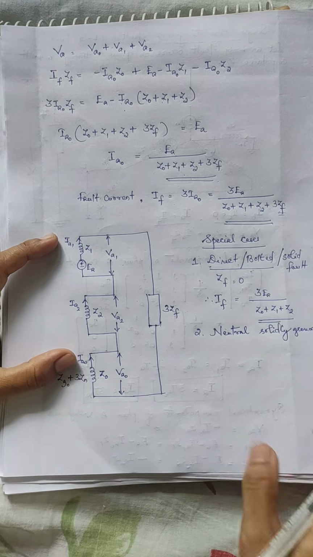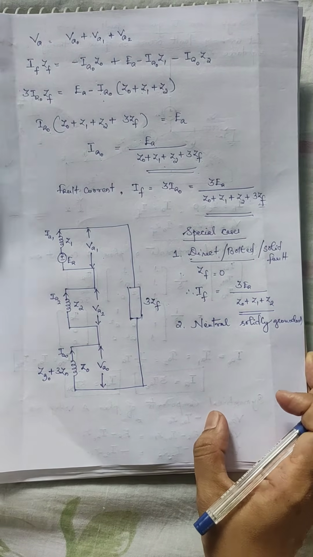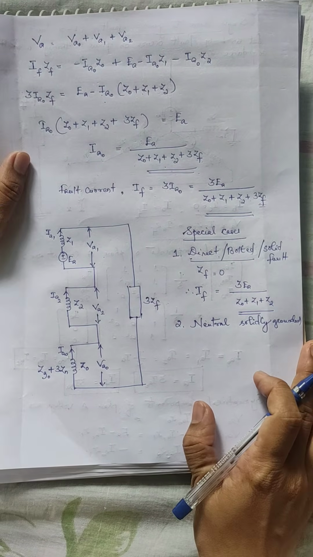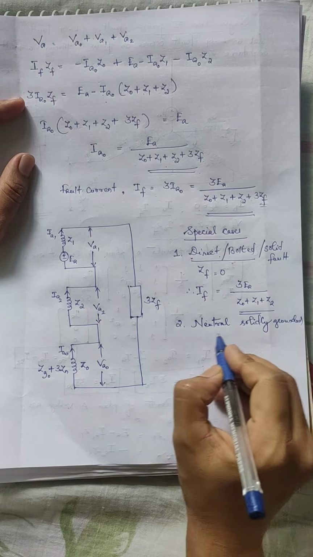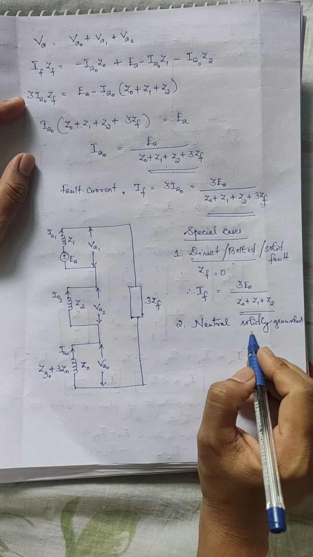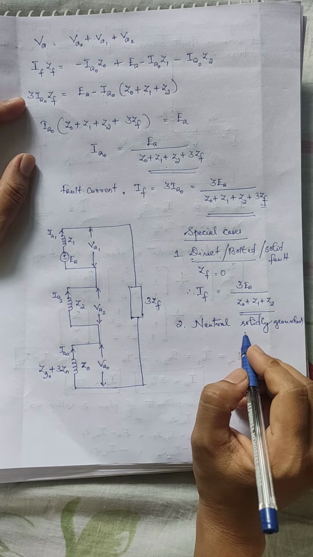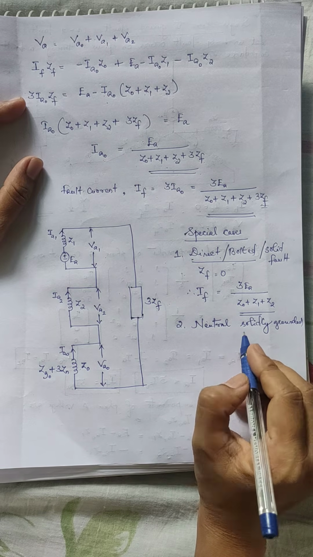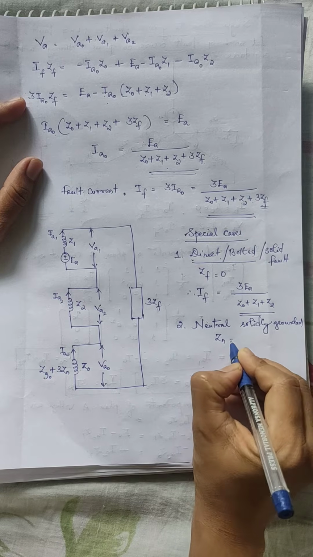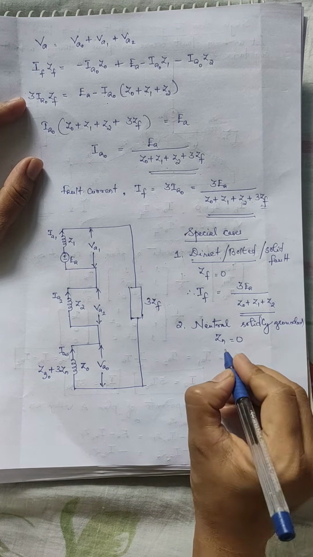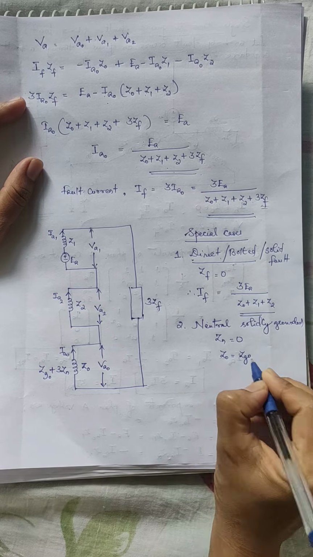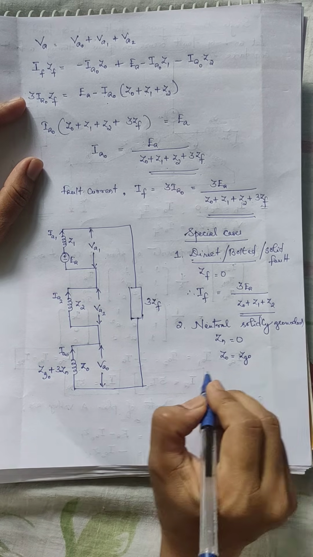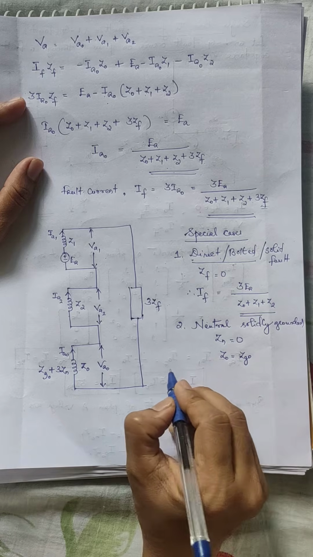Here we have considered an impedance Zn in the neutral grounding path. If Zn is absent, that is, the neutral is solidly grounded, it means Zn is absent and the neutral is directly connected to the ground. In that case Zn is equal to 0. Then the total zero sequence impedance Z0 will be equal to the per phase zero sequence impedance of the generator.